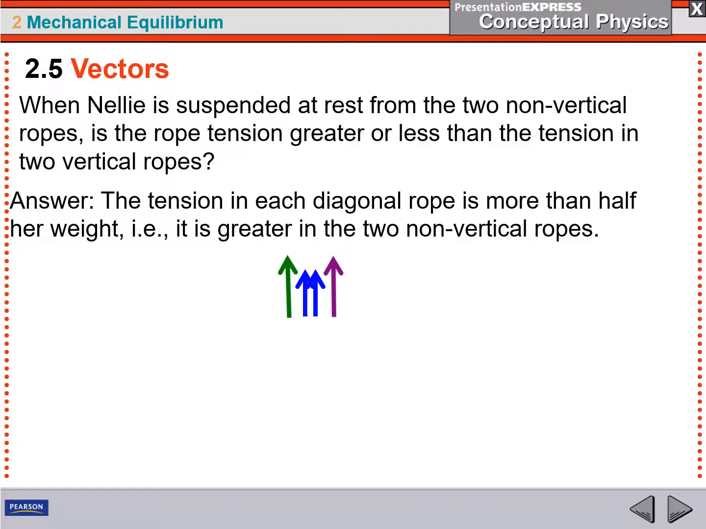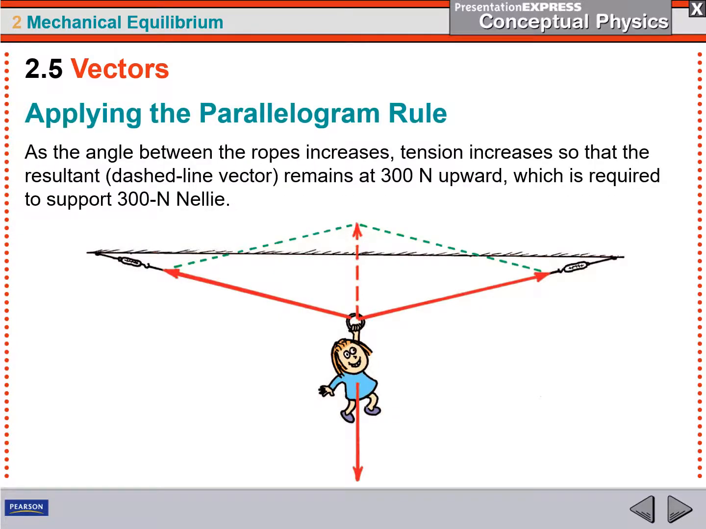So there's a lesson to be learned there. As the angle between the two ropes increases, we're spreading the ropes out end to end. The resultant still has to add up to 300 newtons, but it takes a longer vector on the rope sides to get to that same 300 newton upward vector. In other words, the tension on the rope is increasing.